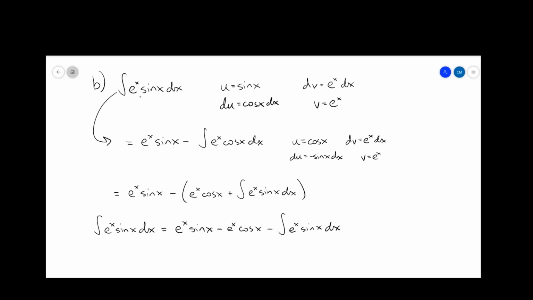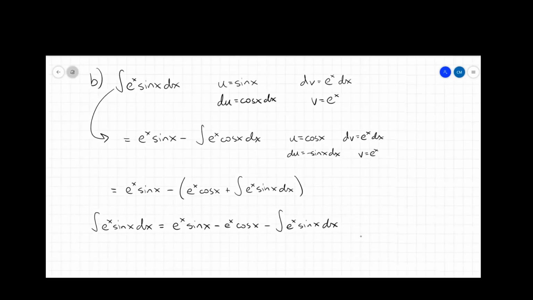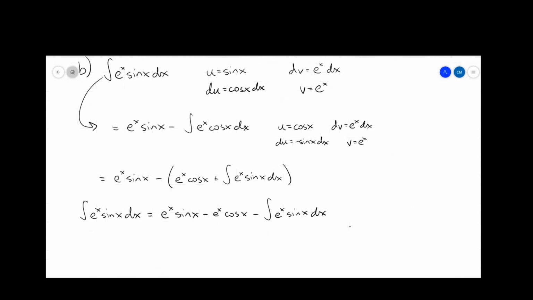What do we notice is going on here? Look at that new integral that we got. Well, it's exactly the same as the integral that we started with, right? E to the x sine x. So we can actually just treat that integral as if it were a variable, and we can just add it to both sides. So let's add that integral to both sides, and I'll add it over here too.